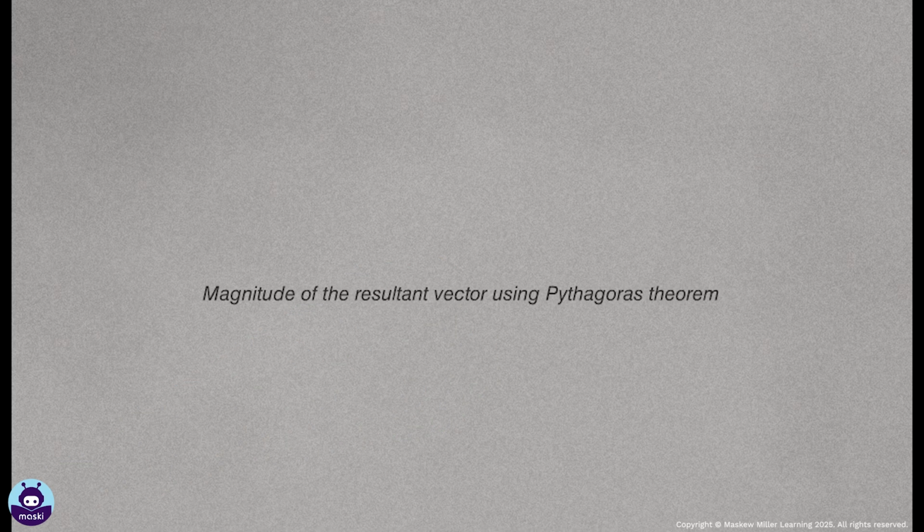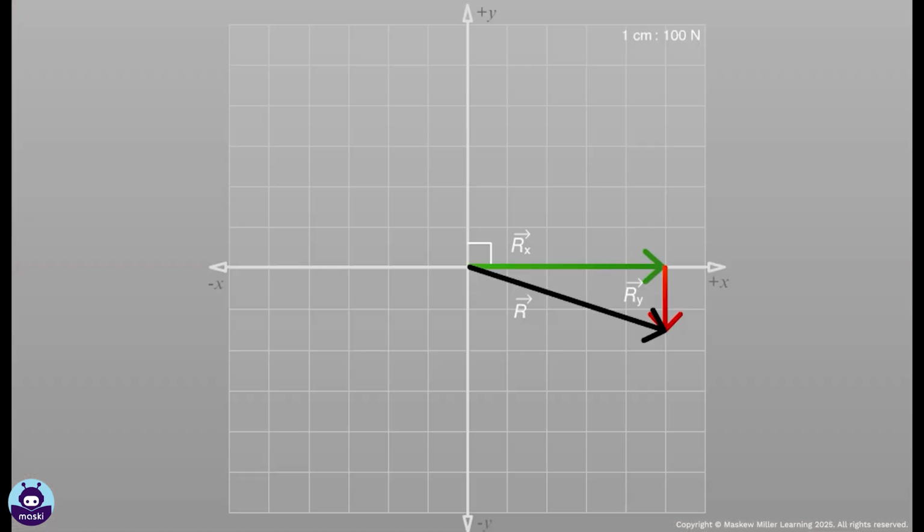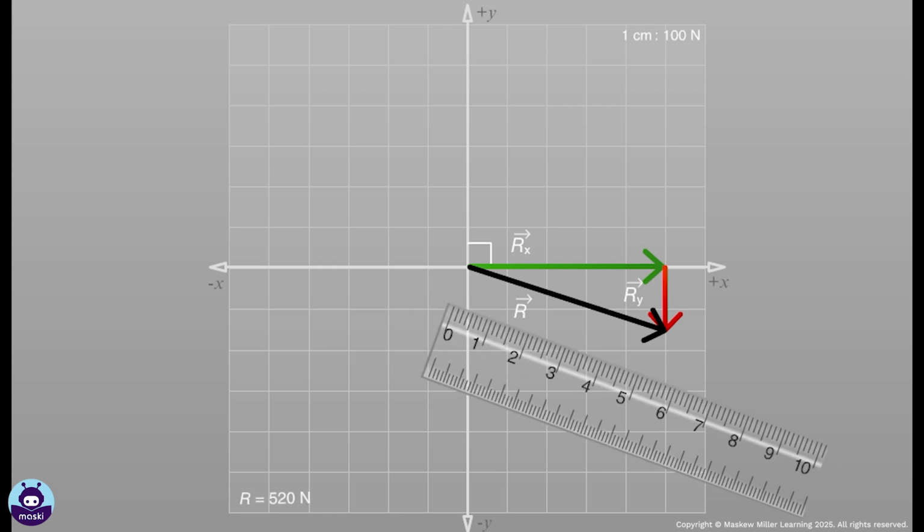Magnitude of the resultant vector using Pythagoras theorem. In the previous sections, we saw how to sketch the resultant vector r by adding the two component vectors by different methods. How can you determine the magnitude of this resultant vector? Well, we can measure the length of the resultant vector and then use the scale of 1 centimeter equals 100 Newton to find the magnitude.